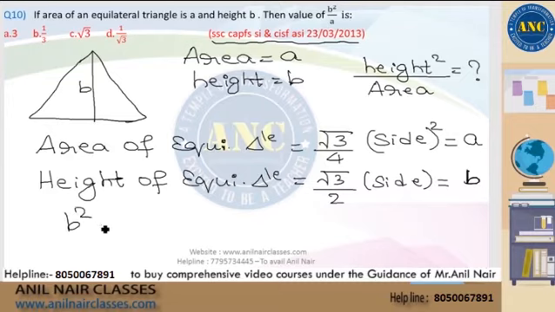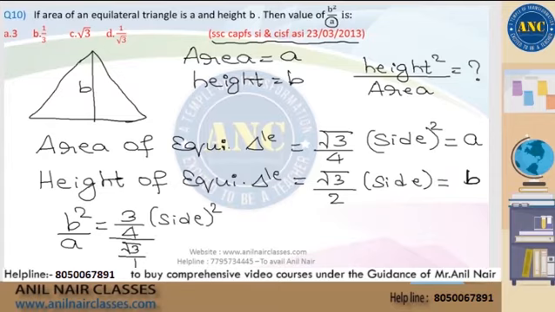So B square is equal to root 3 by 2 square, which is nothing but 3 by 4. This side square, if I do it, it will become side square, and this B square value I should divide by A value, right? So divide this B square value by A. A value is nothing but root 3 by 4 into side square. That means I don't know the side value, anyway it will cancel off, no issues.